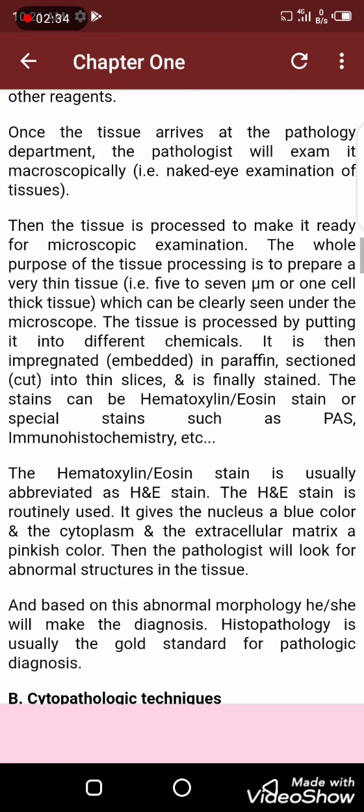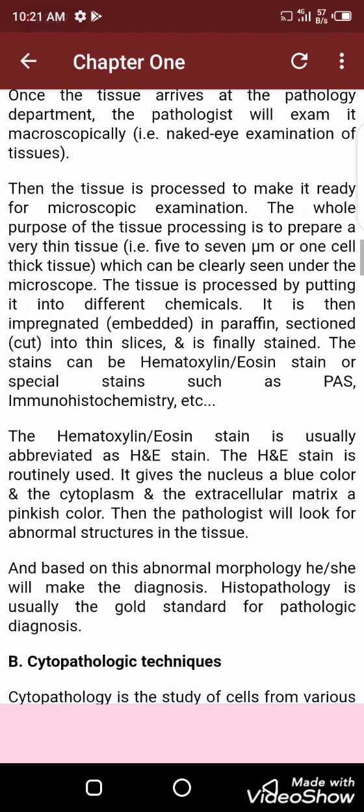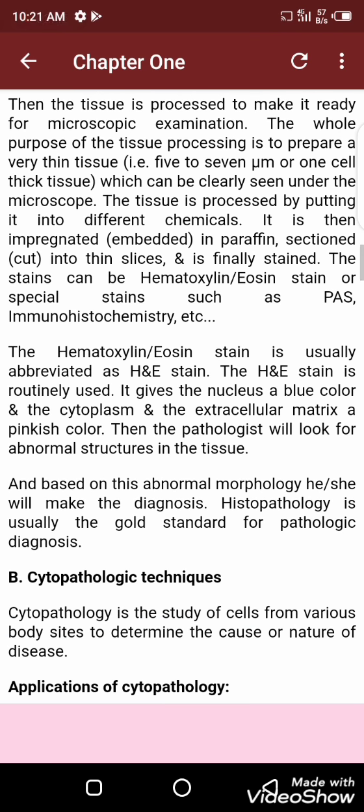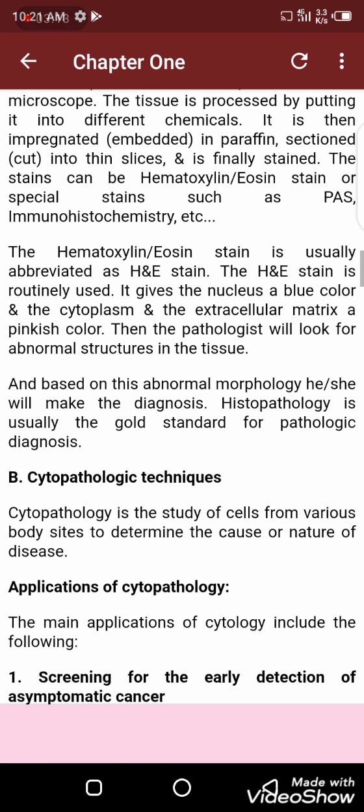The stain can be hematoxylin and eosin stain, or special stains such as PAS, immunohistochemistry, etc. The hematoxylin and eosin stain is usually abbreviated as H&E stain. The H&E stain is routinely used. It gives the nucleus a blue color and the cytoplasm and the extracellular matrix a pinkish color. Then the pathologist will look for abnormal structure in the tissue, and based on the abnormal morphology, she will make the diagnosis. Histopathology is used as the gold standard for pathologic diagnosis.